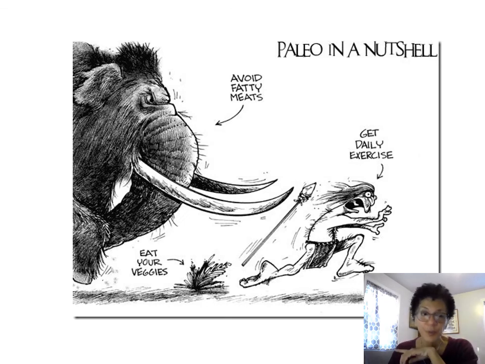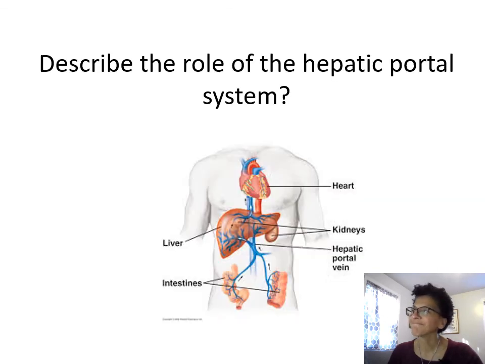Now after the respiratory system, we then moved on to the digestive system. This is just me using a cartoon to be funny. All right, so some digestive system things.